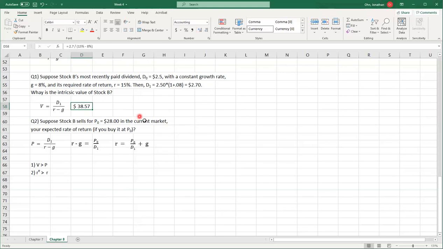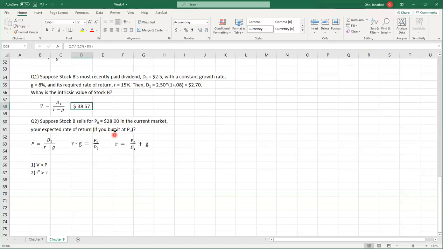So it's underpriced quite a bit. Underpriced like $10. So you want to buy them before it goes up to $30 or above that. So if you buy this one at $28, what would be your expected rate of return? That's the question, right?